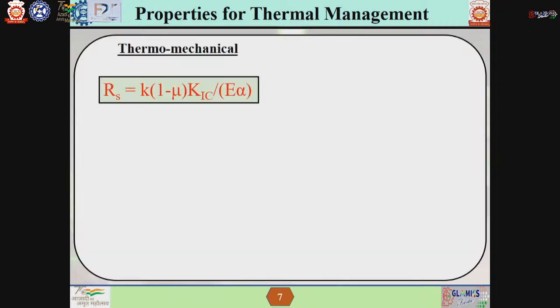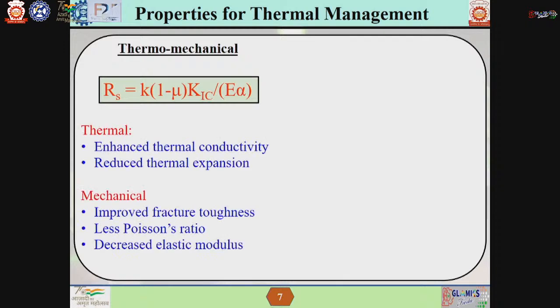So what are the important properties we should consider for improving the thermomechanical properties? This is a figure of merit parameter. R_S is the thermal shock resistance. In this equation, K is the thermal conductivity, K_IC is the fracture toughness, E is the Young's modulus, and alpha is the thermal expansion coefficient. If we can increase the thermal conductivity and fracture toughness, and at the same time reduce the thermal expansion coefficient, it will give more thermal shock resistance and improve the thermomechanical properties.